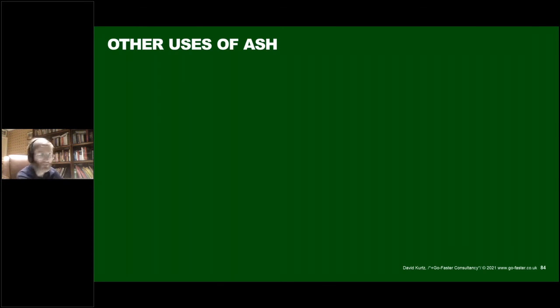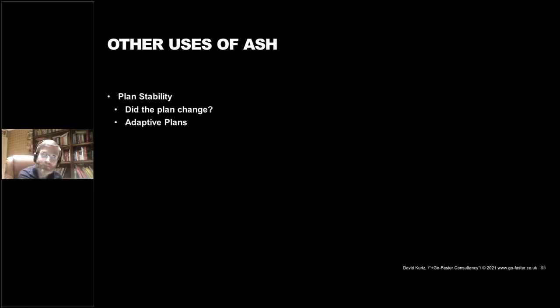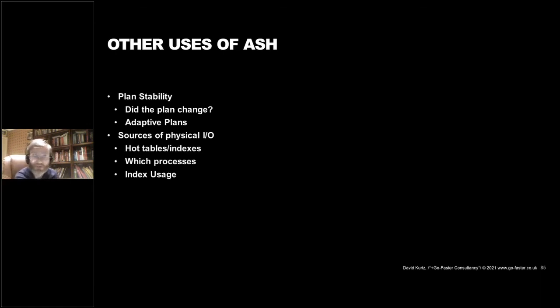There's lots of other uses of ASH out there. There's another whole presentation I do on this subject. You can detect plan stability and whether the plan changed. Did I get adaptive plans? I can analyze physical I/O. What are my hot tables and indexes? Which process is doing it? You can sort of get a feel for whether an index is being used. It's not perfect, but you can. You can investigate temporary tablespace usage and PGA usage to see which processes are consuming the most PGA and to get an estimate of how much PGA the database really needs.